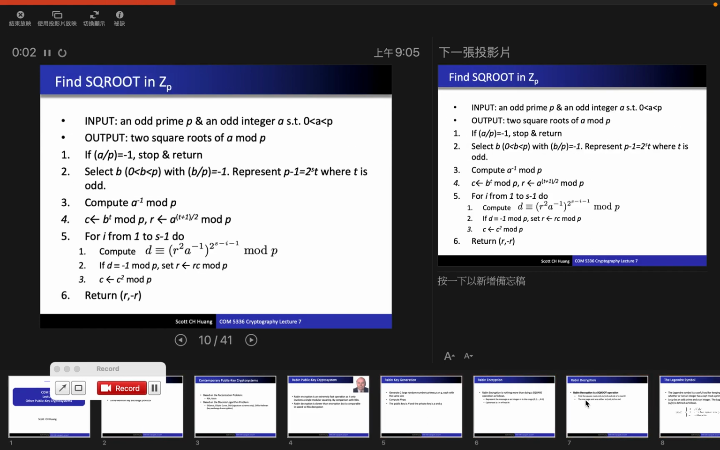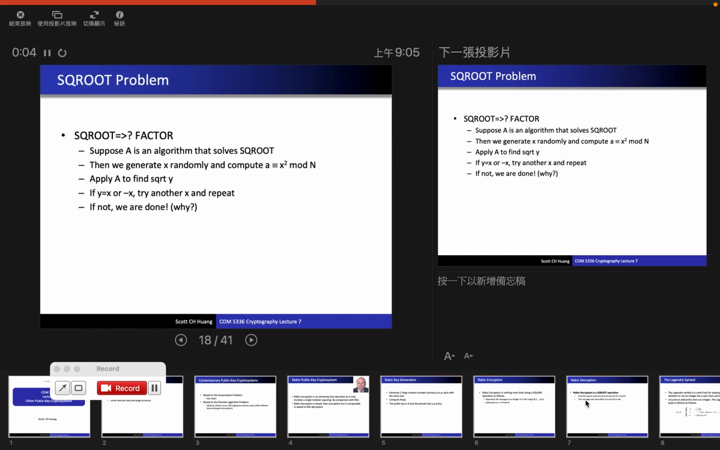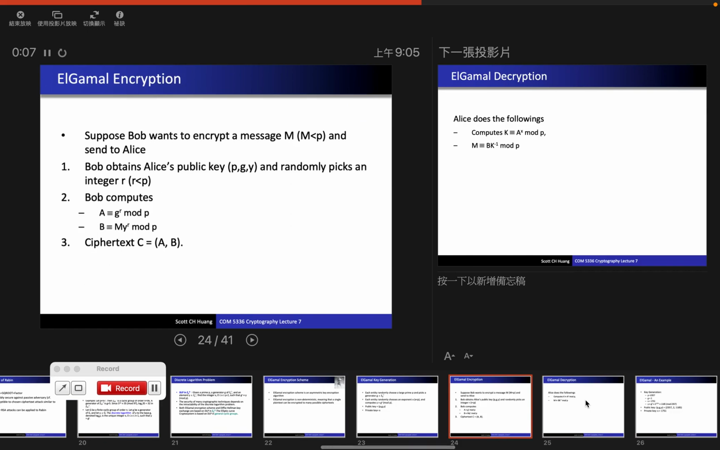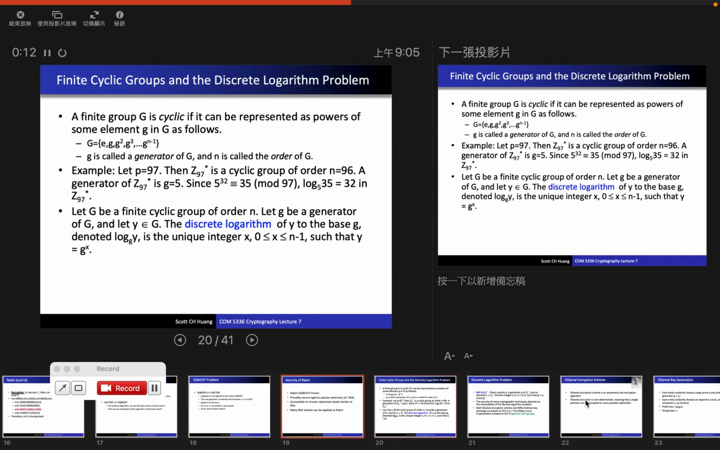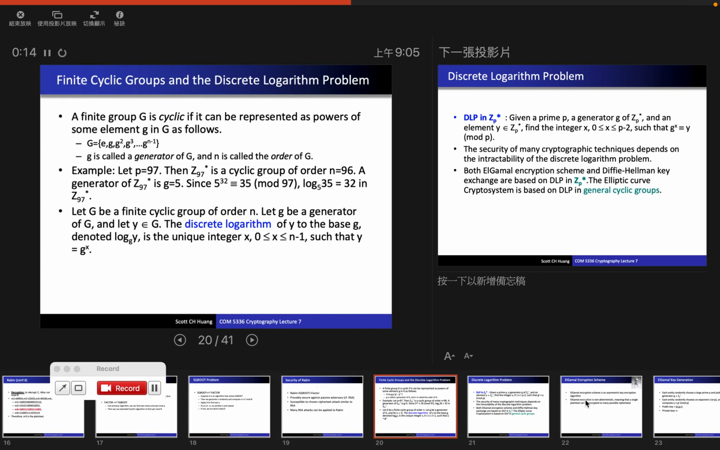So let's jump to the discrete log problem. Okay, so let me briefly introduce why it is called the discrete log.